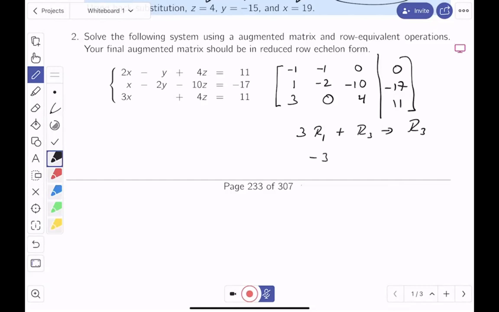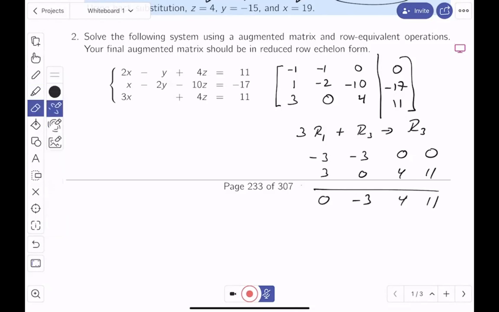Minus 3, 0, 0. All right, let's put this down. 3, 0, 4, 11. 0, minus 3, 4, and 11.